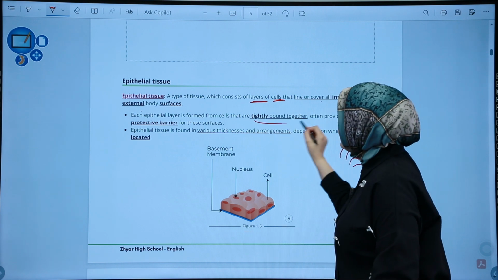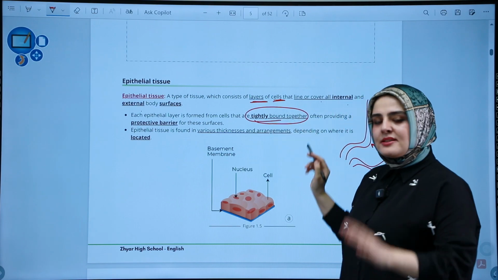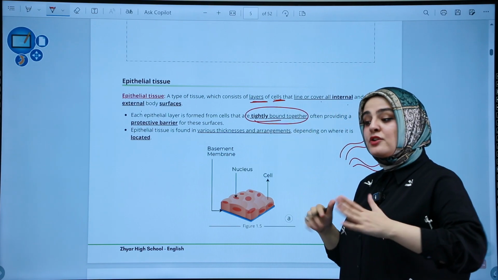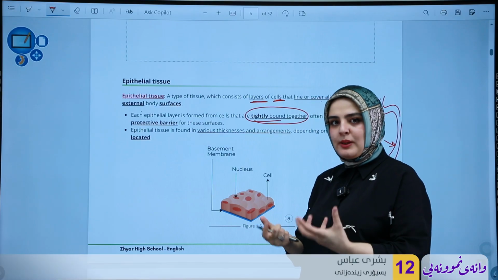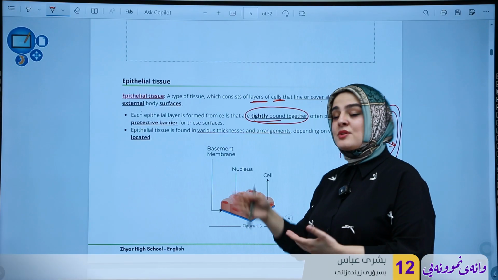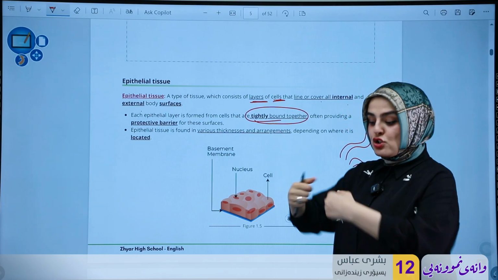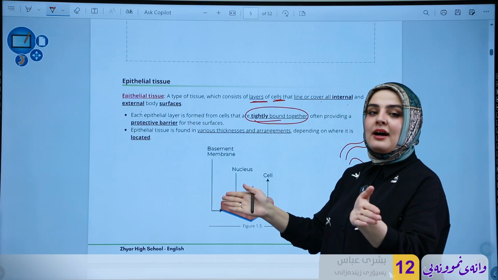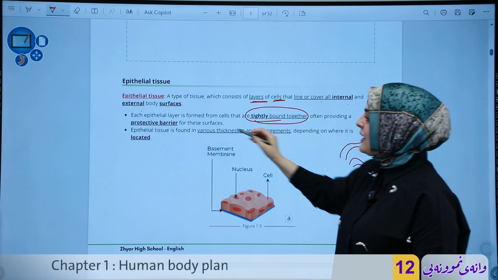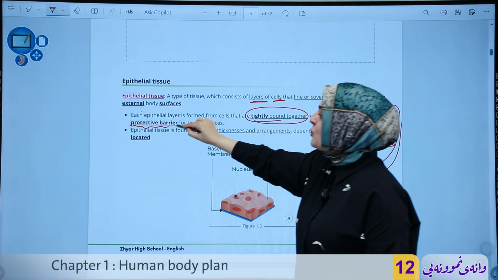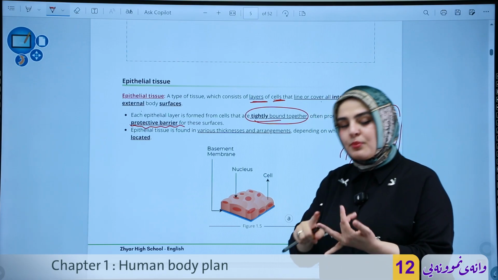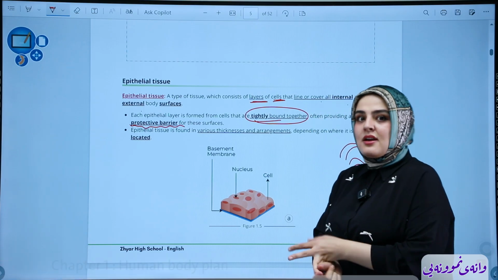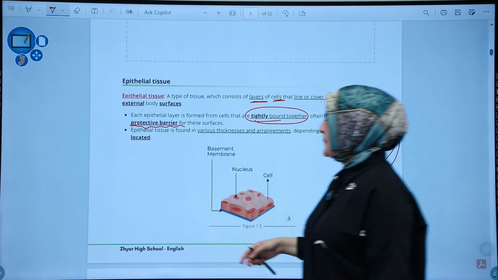They are tightly bound together. This gives them a feature: it doesn't let anything seep outside. For example, when blood is within the vessels, there is epithelial tissue so tight that the blood doesn't leak outside. That's why it's important, and that's why it creates a very good protective barrier. It doesn't let things pass through easily and protects you from diseases and everything else.